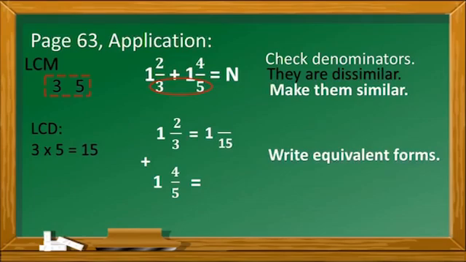We follow again the steps in finding the numerator for the equivalent form. 15 divided by 3 equals 5. Times 2 equals 10. Therefore, 1 2/3 is equal to 1 10/15. For 1 4/5, we copy the whole number 1. We write the LCD, 15. Then we divide the denominators. 15 divided by 5 equals 3. Times 4 equals 12. So, 1 4/5 is equal to 1 12/15.